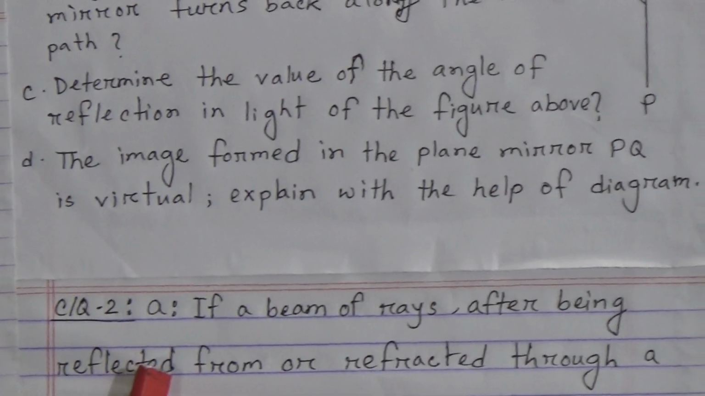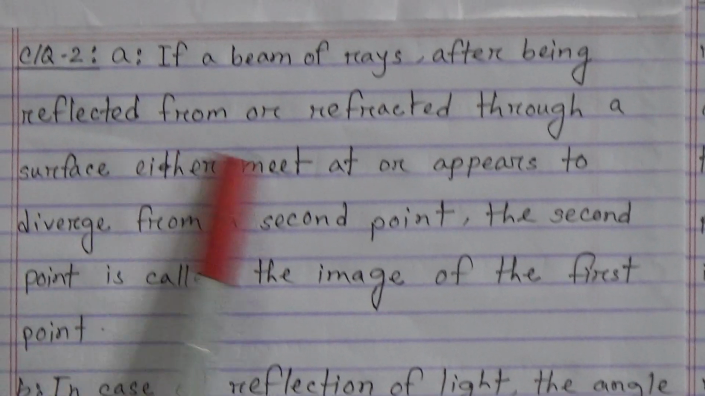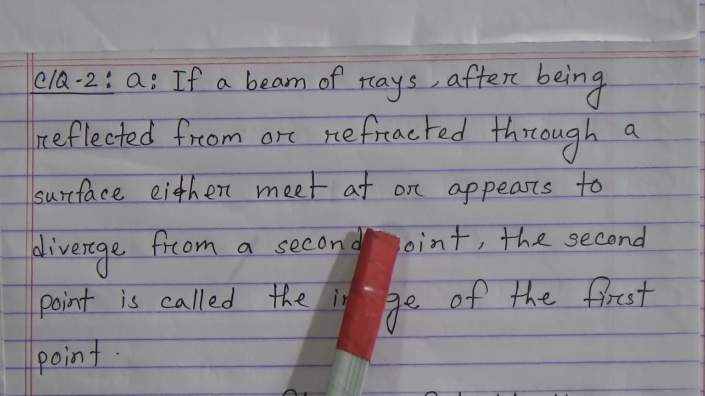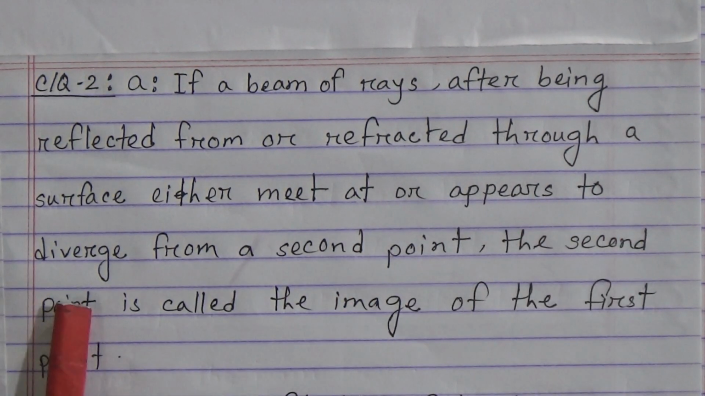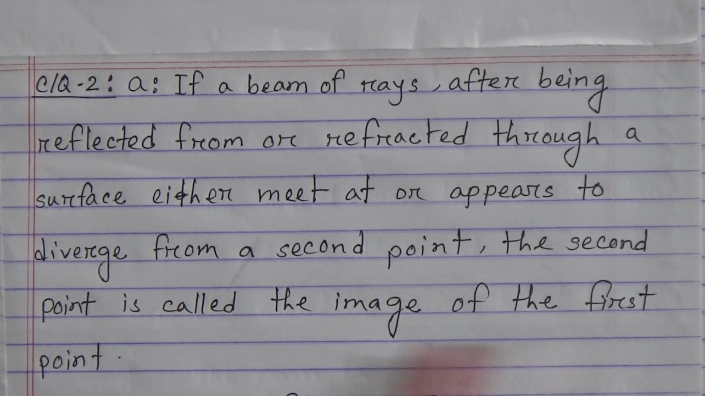Question number A, what is image? If a beam of rays, after being reflected from or refracted through a surface, either meet at or appear to diverge from a second point, the second point is called the image of the first point.